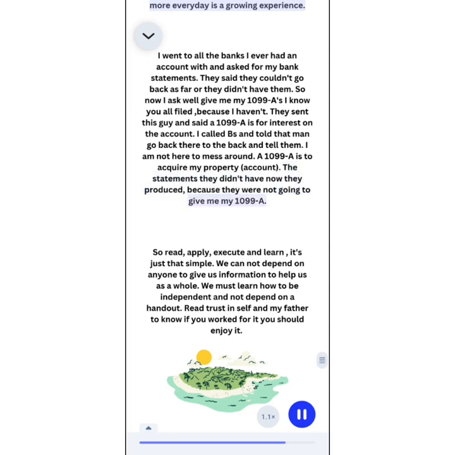Give me my 1099-A. So read, apply, execute and learn. It's just that simple. We cannot depend on anyone to give us information to help us as a whole. We must learn how to be independent and not depend on a handout. Read, trust in self and my father, to know if you worked for it you should enjoy it.